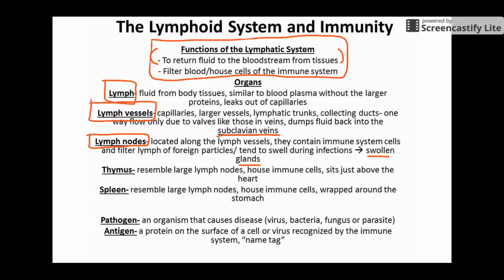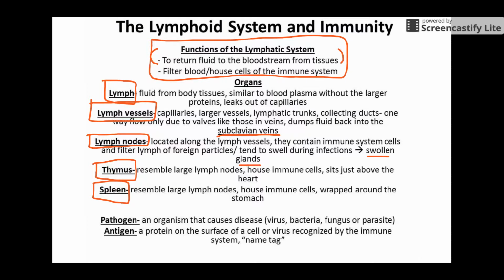The thymus, we'll show you that in just a moment. It's this gland that helps train the T cells. You'll hear a lot about T cells in this unit, and that's where they're trained. The spleen is this large organ that's wrapped around the side of the stomach, on the left-hand side, and it's like a large lymph node, but the blood flows through it. So it's a lymph node for your blood, where blood is going to flow into it, be searched for infections and cleaned up.